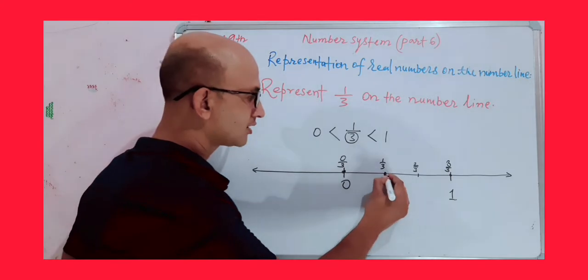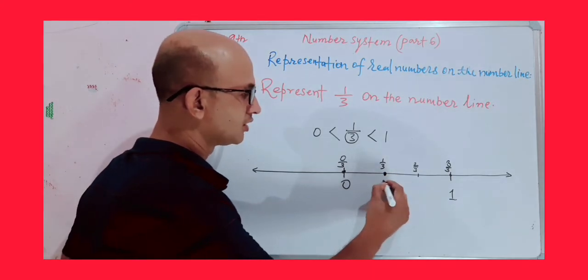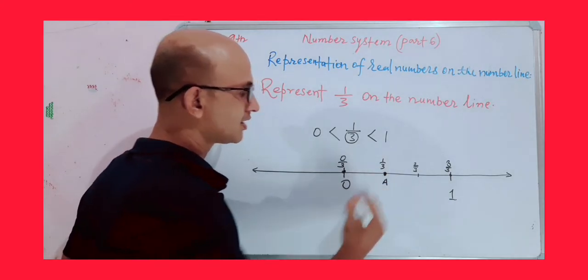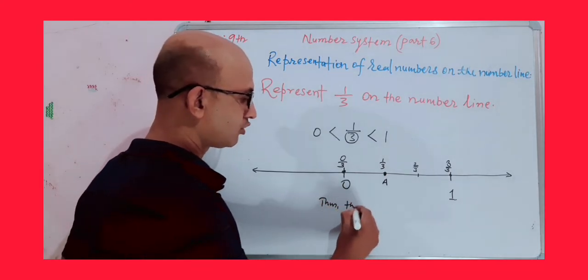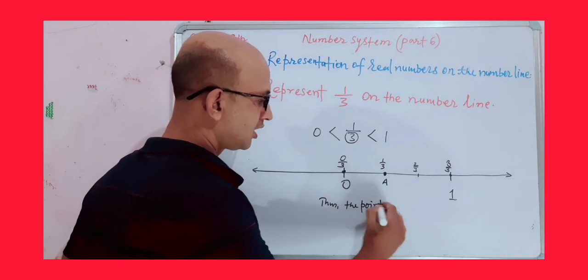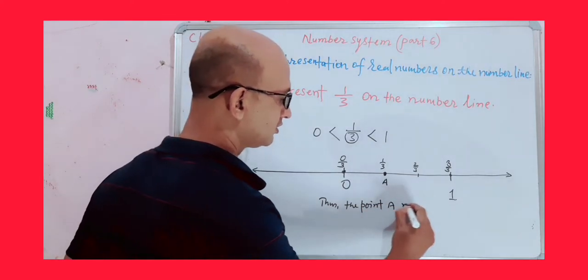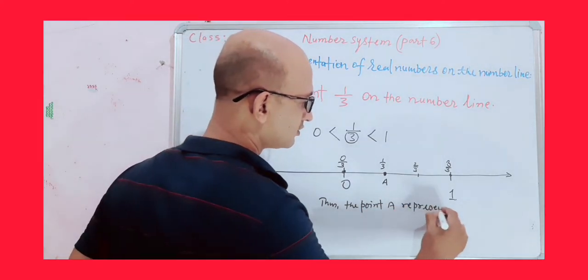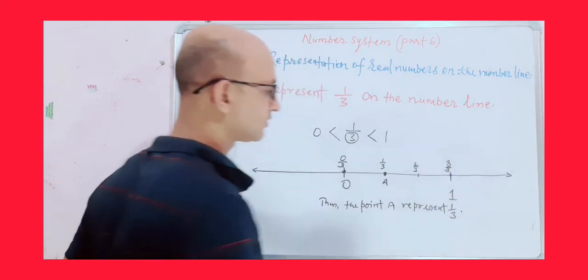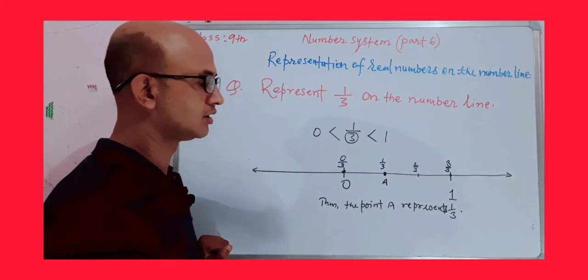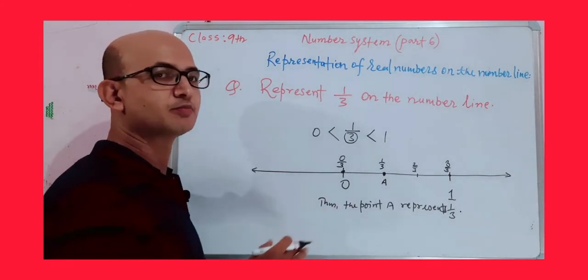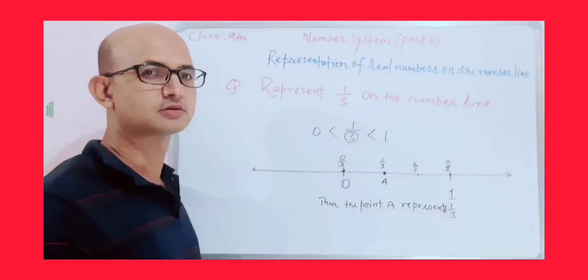Now, mark this point and name it as A. Thus, we can say that the point A on this number line represents 1 by 3. Now we take some more examples.